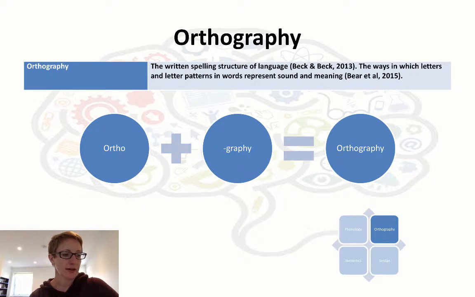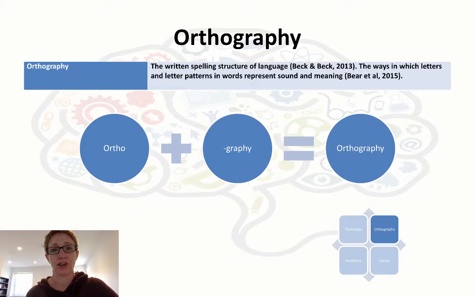So ortho also comes from a Greek root, and ortho means correct. Graphy means to write, so this is the correct way to write, which has become synonymous with spelling, essentially. So it's the ways in which letters and patterns in words represent sound and meaning. Often orthography gets confused with decoding, and they actually serve 2 very different purposes. So obviously, reading requires fast and accurate ability to decode words in order to make meaning of the text.